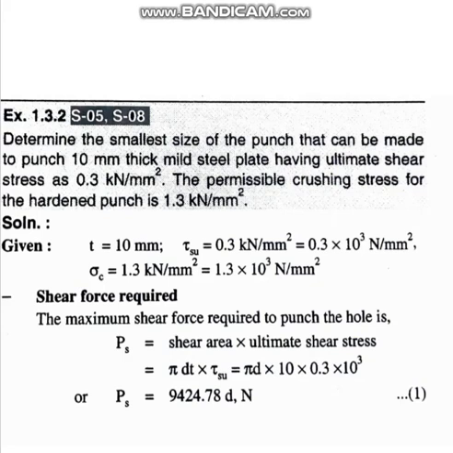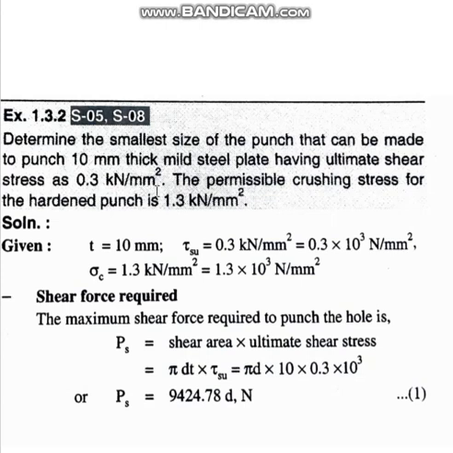Now coming to the problem. What is the data given? The data given is a 10 mm thick mild steel plate. The thickness is 10 mm. And the ultimate shear stress is 0.3 kilonewton per mm square.